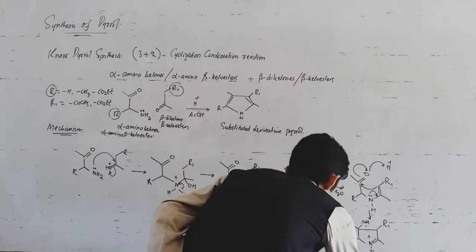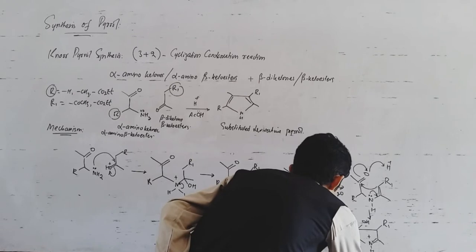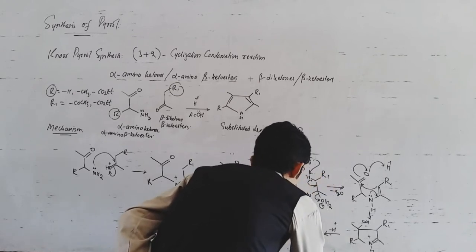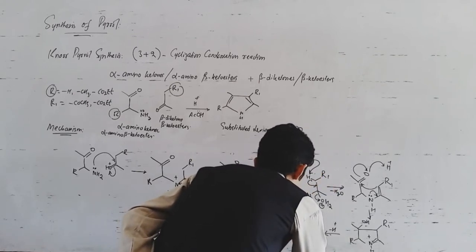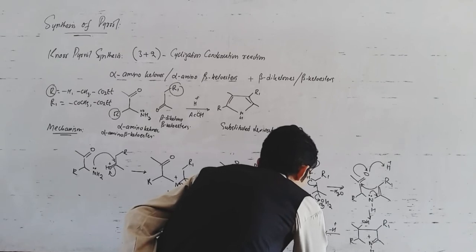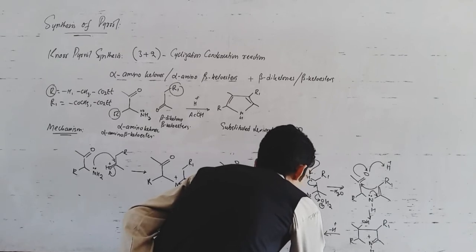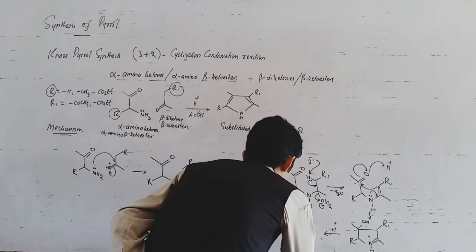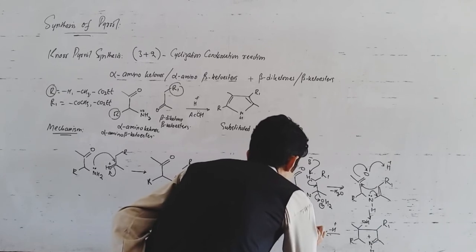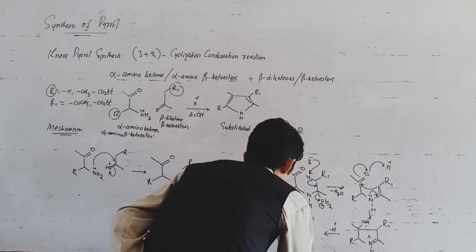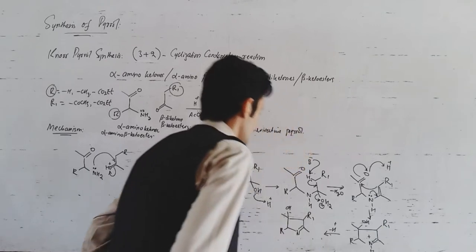Again we lose a proton from nitrogen in order to remove the positive charge. We obtain a 5-member ring with one double bond, OH. This is R1, this is simple R, and here we have methyl group.